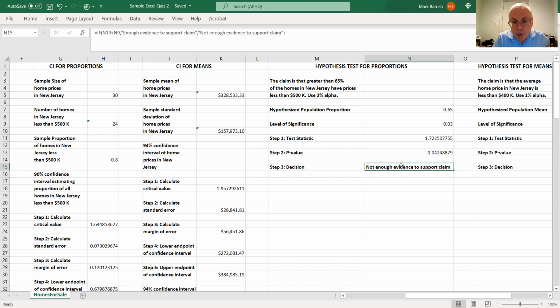Notice in this case, that's what it's printed out. Why? Because p-value 0.042 is greater than 0.03. It's greater than, which means we're not rejecting the null hypothesis. And another way of saying it is not enough evidence to support the claim. Okay? So please use this formula here. That's why I'm giving you this spreadsheet. This works nicely, and it should give you the correct answer.